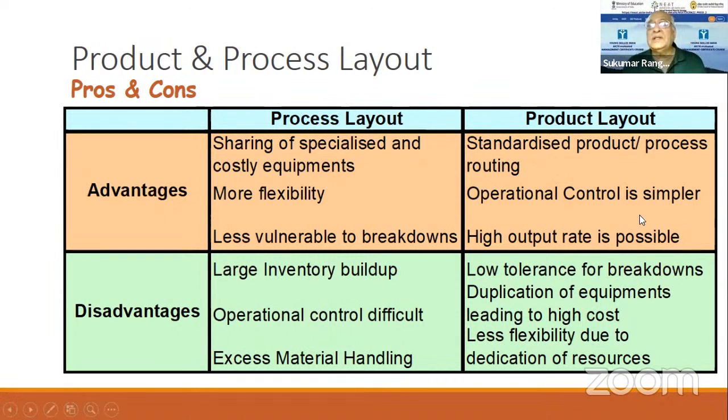In a product layout, there is a standardized product or process routing. Operational control is very simple because it's a linear line flow. High output rate is possible because from end to end, as I said, once you do line balancing, the machine which has the bottleneck will set the throughput. And the other processes are balanced to ensure that the output will be the bottleneck output. Disadvantages of process layout: large inventory buildup.